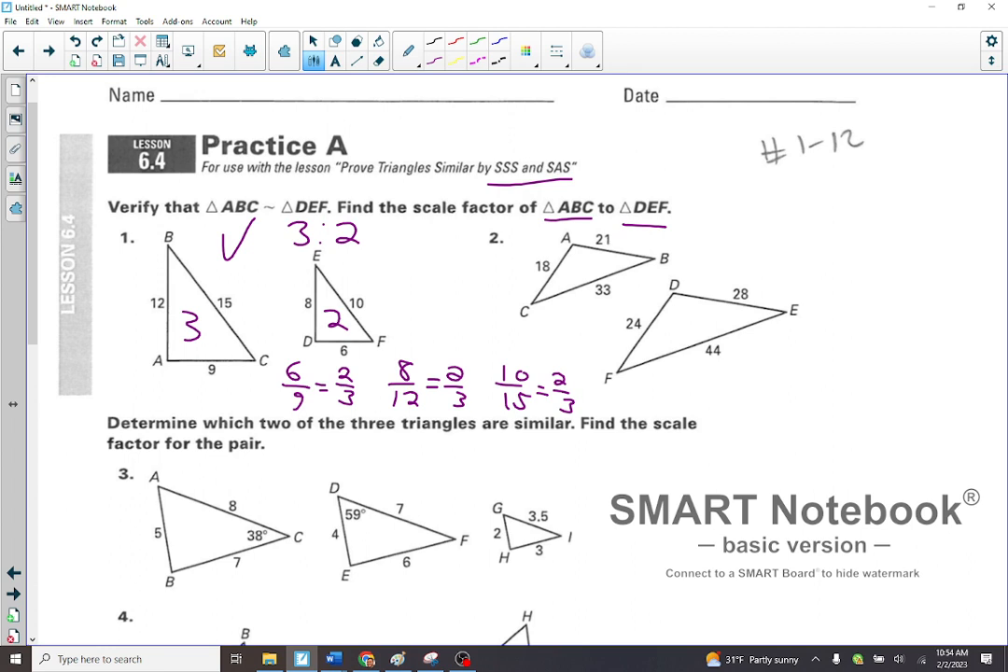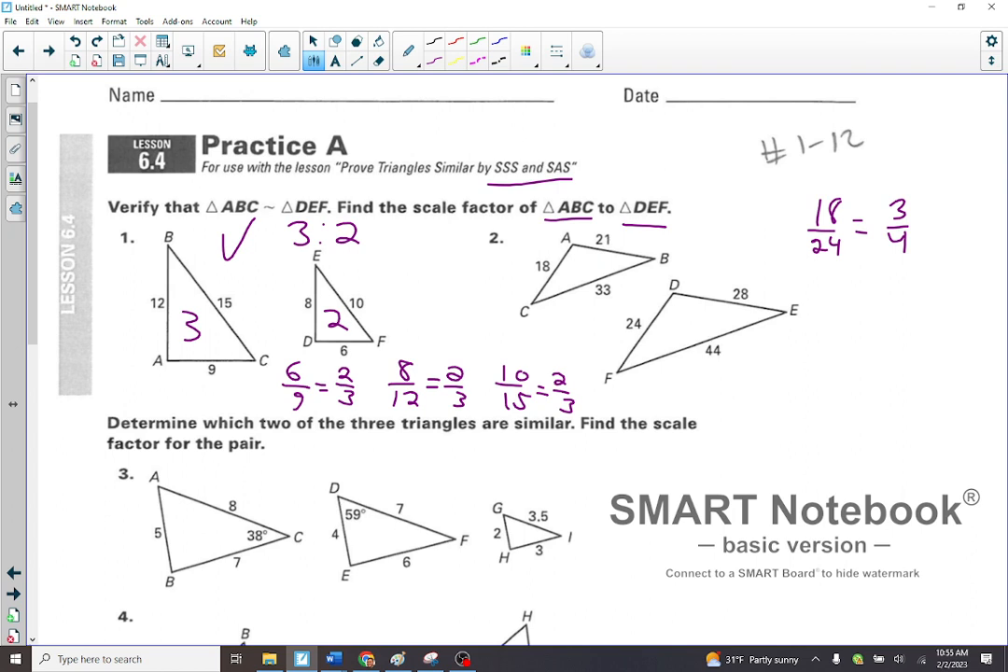For this one, small goes with small. So 18 goes with 24, which reduces down to 3/4. Do you need to do smallest to biggest? You can't mix it up any other way. It has to be smallest to smallest. I guess you could do biggest, then medium, then small. It doesn't matter.